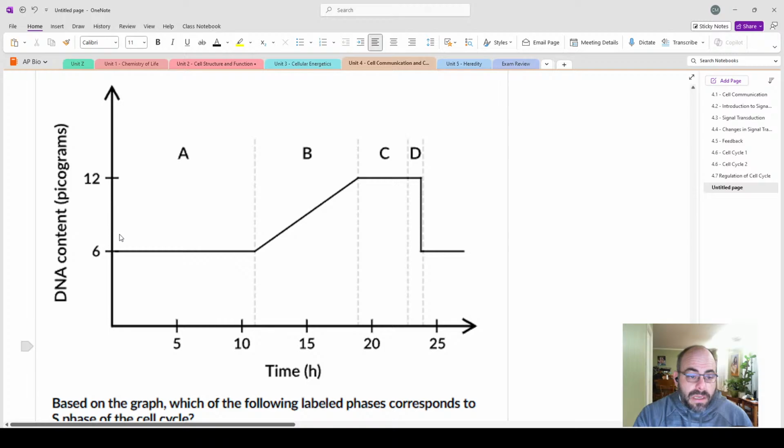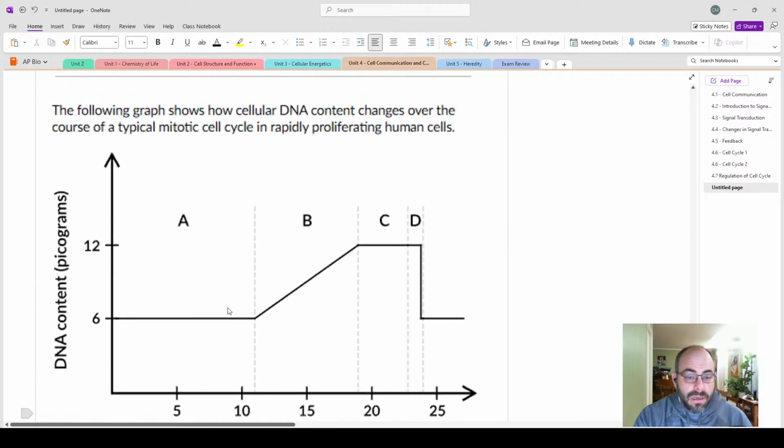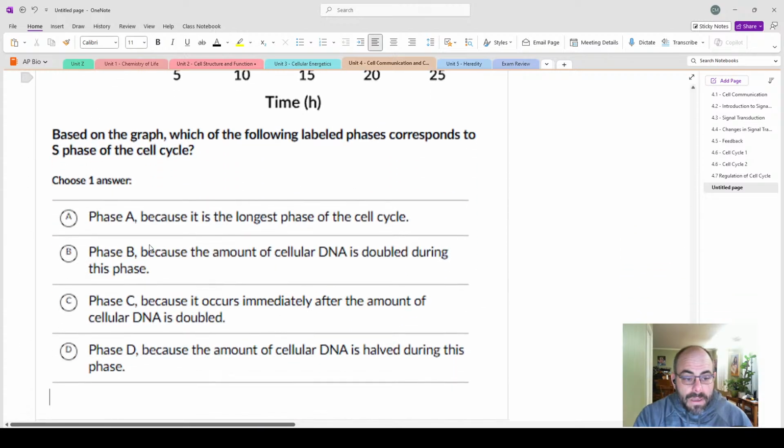And this is literally telling me DNA is going from 6 to 12. Where does it do that? It does it in B. I have to know what the S phase is, which is replication of the DNA, which is when the DNA is doubling. Where is that? It's B. B is the answer. B is the phase.